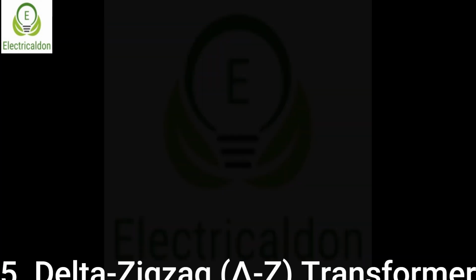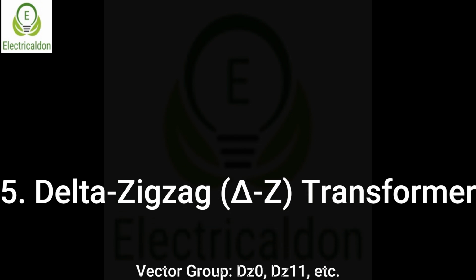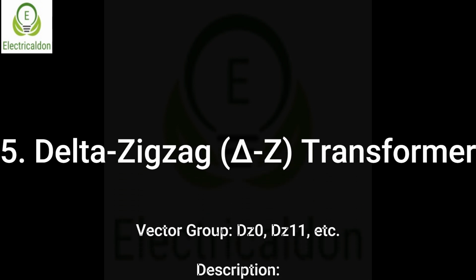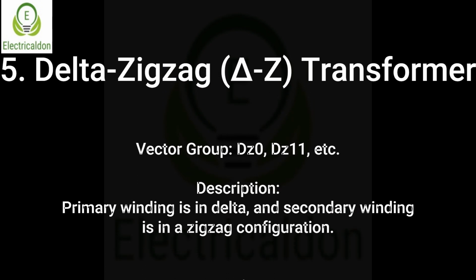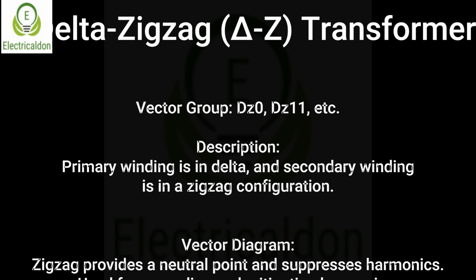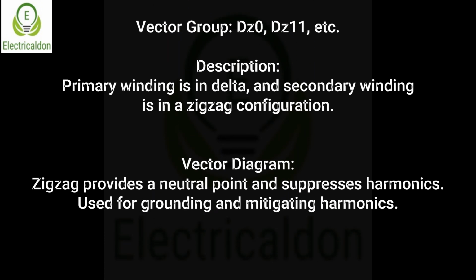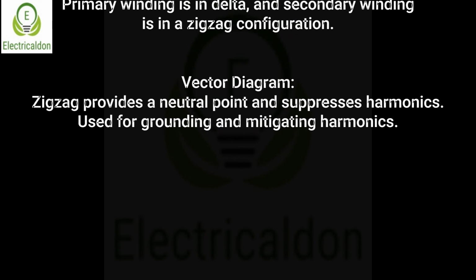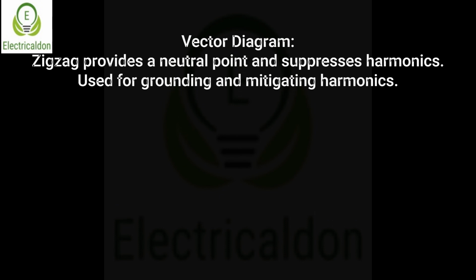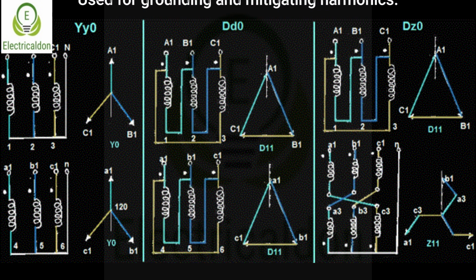Delta-Z transformer. The delta zigzag transformer, or Delta-Z transformer, has its primary winding in a delta configuration and the secondary winding in a zigzag configuration. The zigzag configuration provides a neutral point and helps in suppressing harmonics. This type of transformer is often used for grounding and for mitigating harmonics.